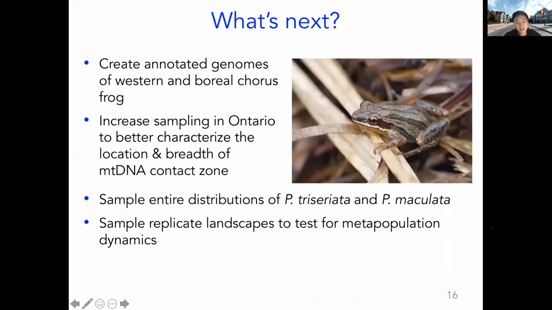So to better understand this mitochondrial-nuclear discordance pattern, we hope to create annotated genomes for both the Western and boreal chorus frog. We hope to increase sampling in Ontario to better characterize the location and breadth of the mitochondrial DNA contact zone. We hope to sample the entire distributions of the 2 frogs, including the frogs in the United States. And in the end, we hope to sample replicate landscapes to test for metapopulation dynamics, to better understand the approaches we should take to protect the species.